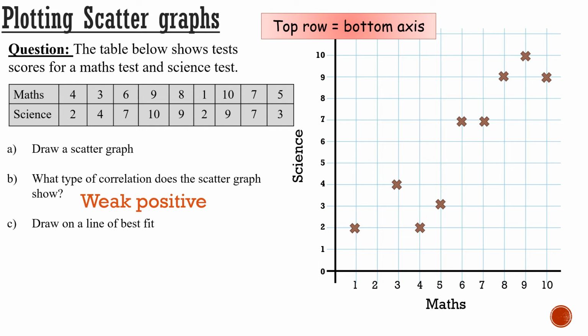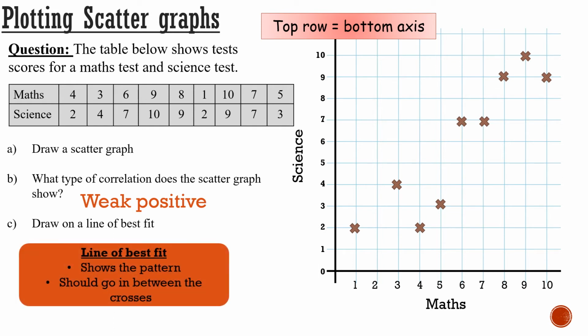And C, this is really important, draw on a line of best fit. Now the line of best fit shows the general pattern, the general correlation of the scattergraph, okay? And it needs to fit in between most of the crosses on your scattergraph, okay? So my line of best fit looks like this. Okay, I've drawn it through most of the crosses. I haven't gone through any of them, and that's okay. And I've just kind of drawn it between them to show the general pattern that is positive correlation.